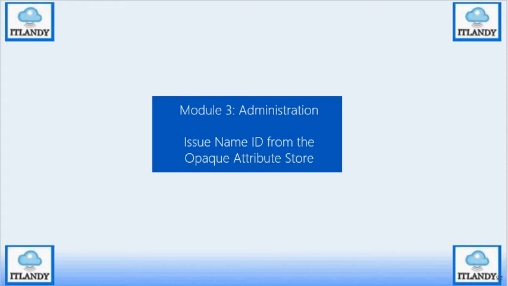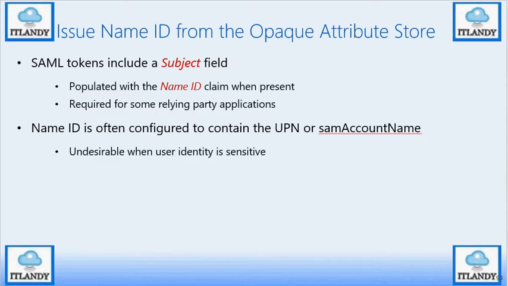We spoke earlier in Module 3 about the attribute. In the previous session, for today, we're going to speak about issuing name ID from the OPQ attribute store. What does that mean?